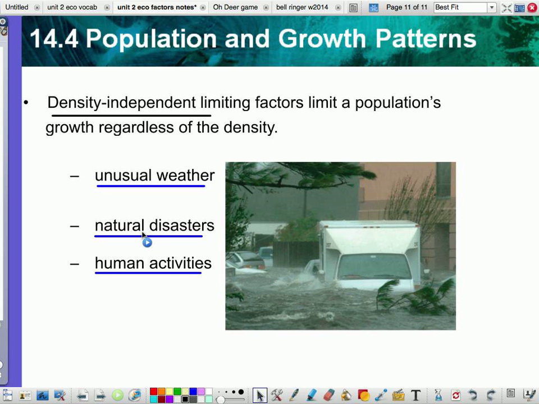That's unusual weather, depending on where they live. Natural disasters: tornadoes, floods, forest fires, those kinds of natural disasters. And then, of course, human activity. If we come in and decide to clear out a wooded area so that we can build a subdivision, we have an impact on any organisms that are living in that area. We've basically kicked them out. So you can imagine that would affect their population density as well.